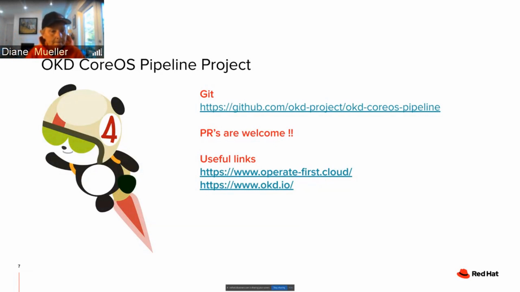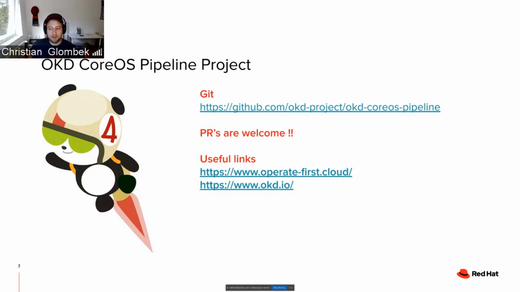Absolutely. So what this pipeline does that we just saw, this runs CoreOS Assembler, and CoreOS Assembler is already the tool that is used to build Fedora CoreOS. The official Fedora CoreOS release isn't quite ready to run Kubernetes on it. It doesn't have the dependencies needed to do that and to run OKD.